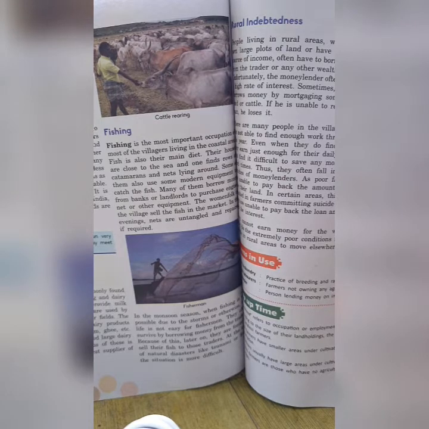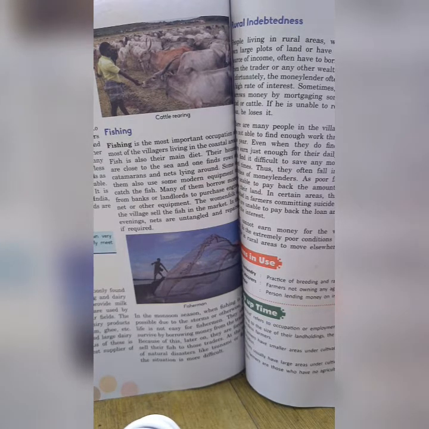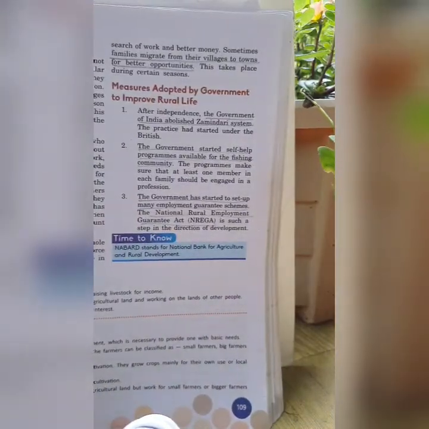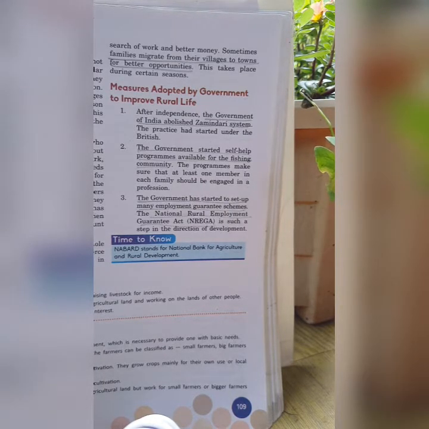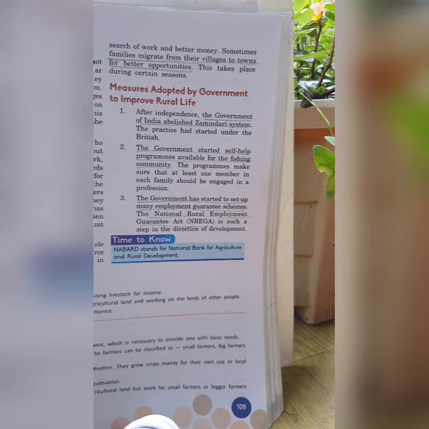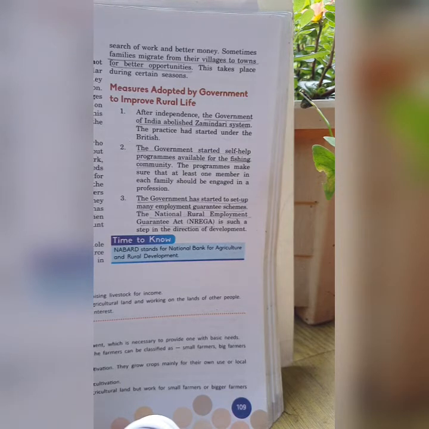And so, to improve the life of these rural people in India, the government of India adopted some measures to improve their life. Number one, the government of India abolished the zamindari system, which was not really good for these village people. And then the Indian government started self-help programs for the fishing community. The program makes sure that at least one member of every family should be engaged in a profession.